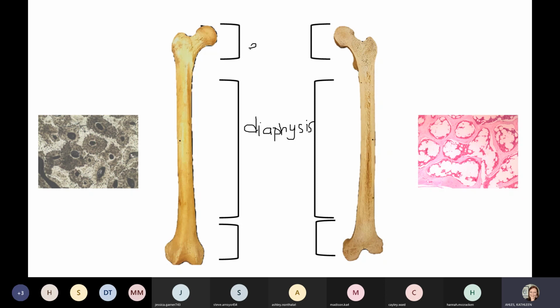The two ends of a long bone are each called an epiphysis. But I don't just call them an epiphysis. I don't just call them an end. I need to label them proximal and distal. So let me put some numbers, number 1, number 2. Which one of those, 1 or 2, would be my proximal epiphysis? Any ideas?